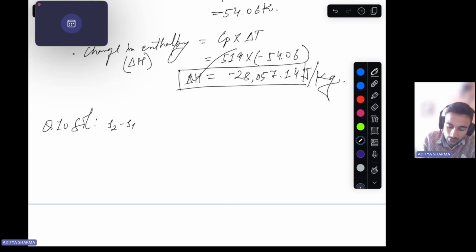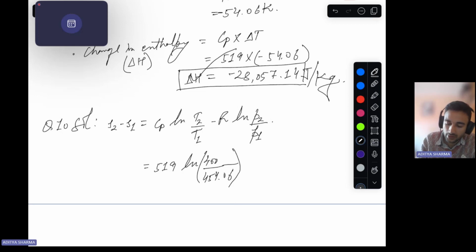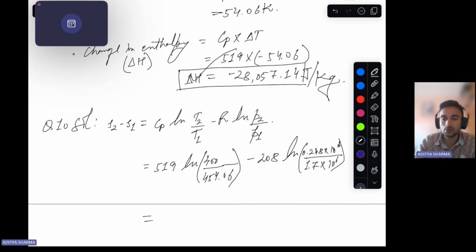The formula for change in entropy is Cp ln T2 by T1 minus R ln P2 by P1. We already have the value of Cp, T2 is given as 400 Kelvin, and T1 we have calculated as 454.06 Kelvin. R is given to us as 208, and pressure P2 was 0.248 into 10 raised to 6, and P1 was 1.7 into 10 raised to 6. So we shall figure this out.